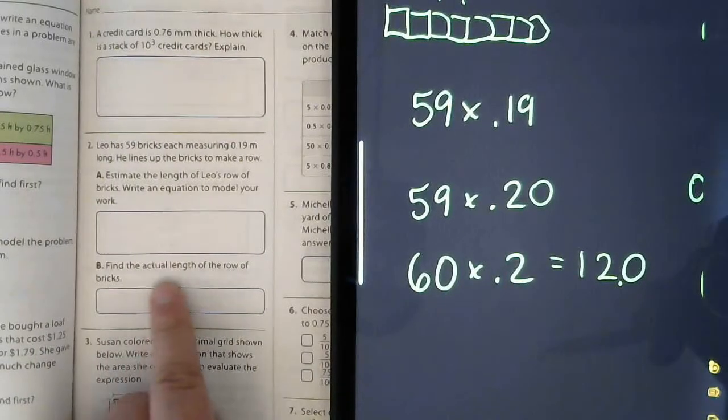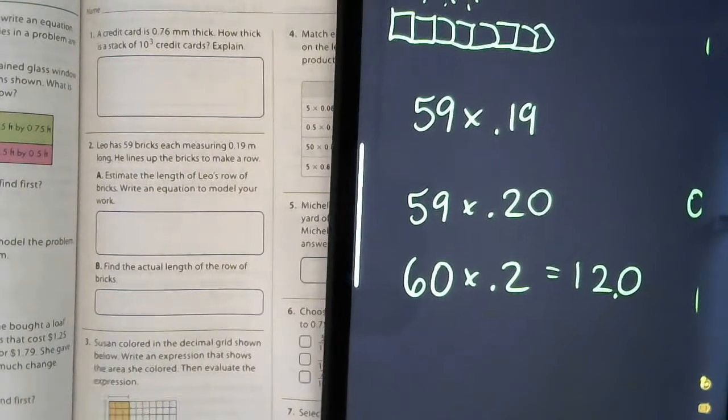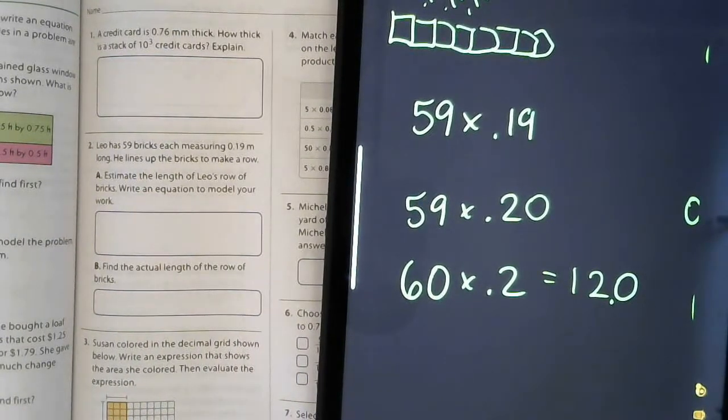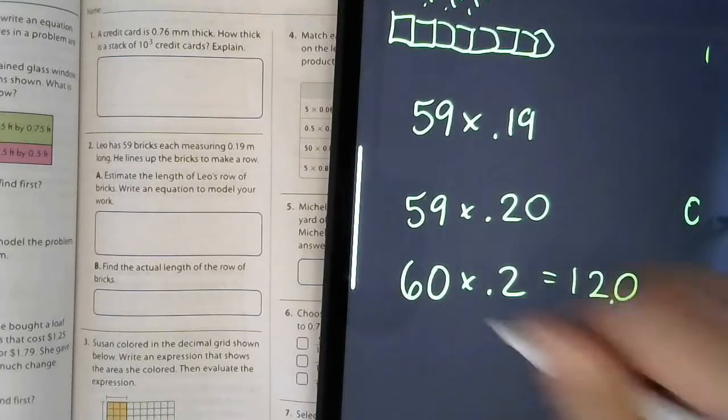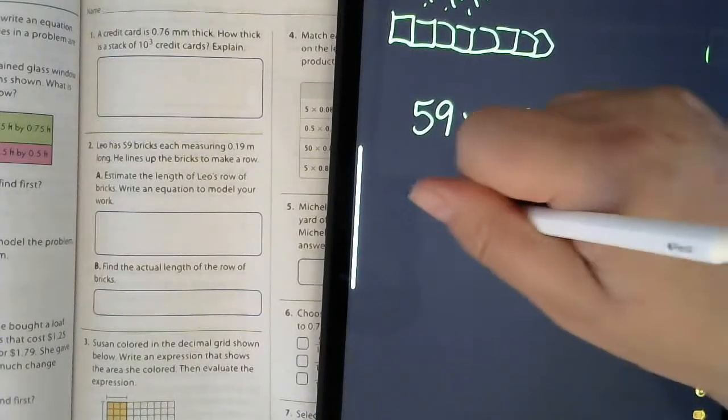Part B says find the actual length of the row of bricks. So I'm going to go back up here. Let's see if I can. I'm trying to be all fancy here with my tablet. Getting all fancy on you.